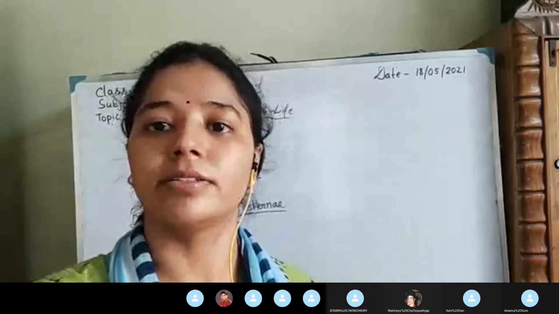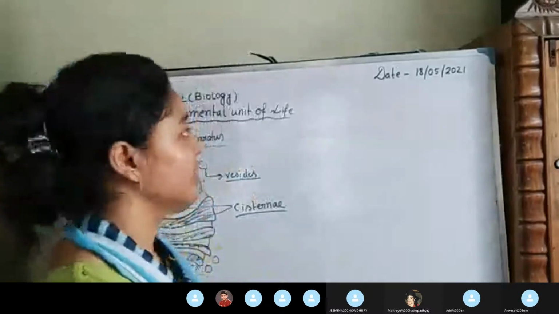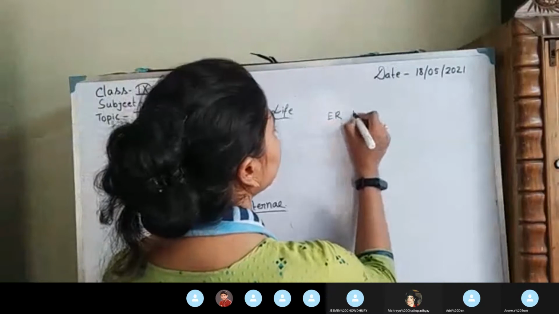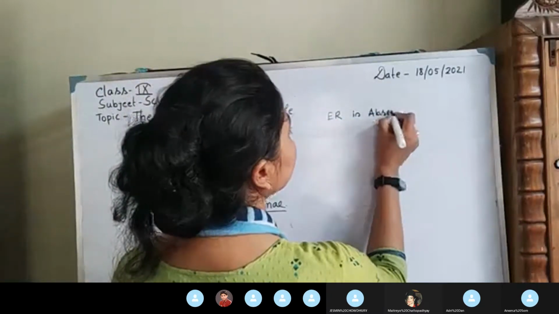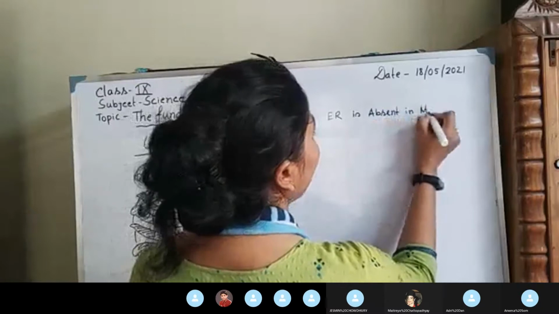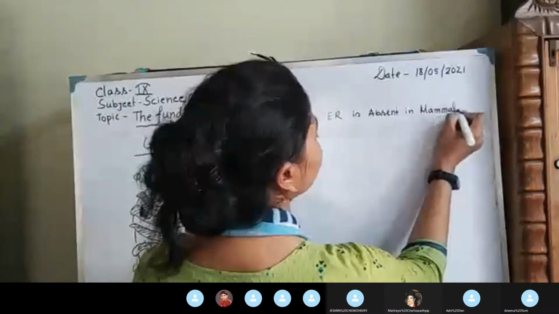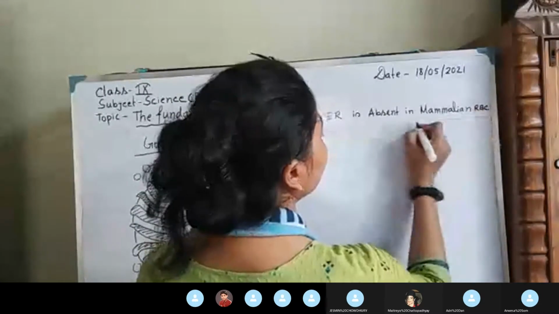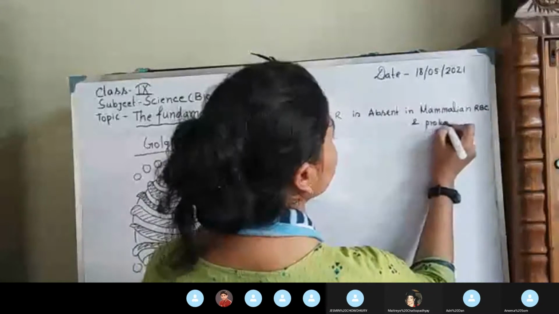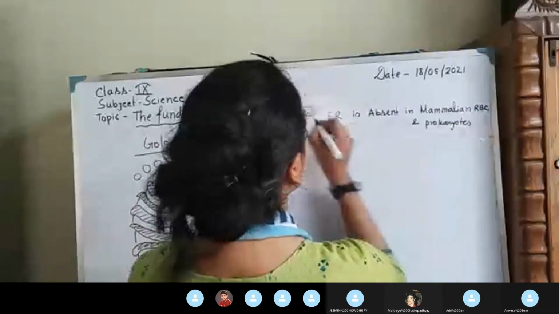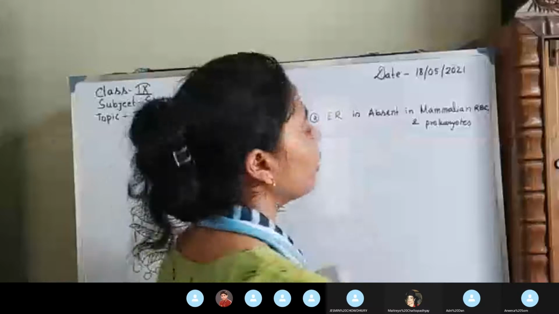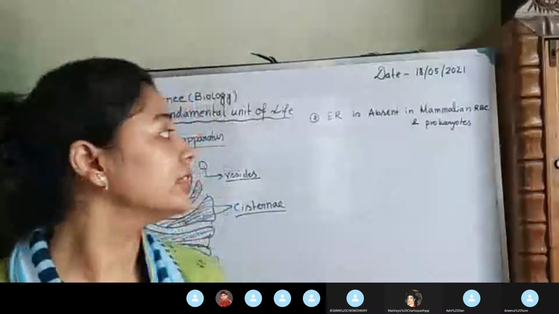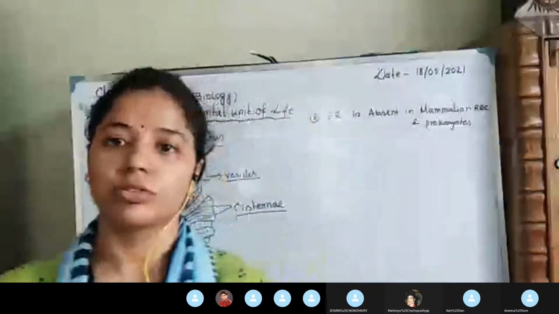Okay, I'm writing. Exception: endoplasmic reticulum is absent in mammalian RBC. RBC means red blood cell, and also prokaryotes. So that is the important point you must remember. Endoplasmic reticulum is found in all cells except mammalian RBC and prokaryotes.